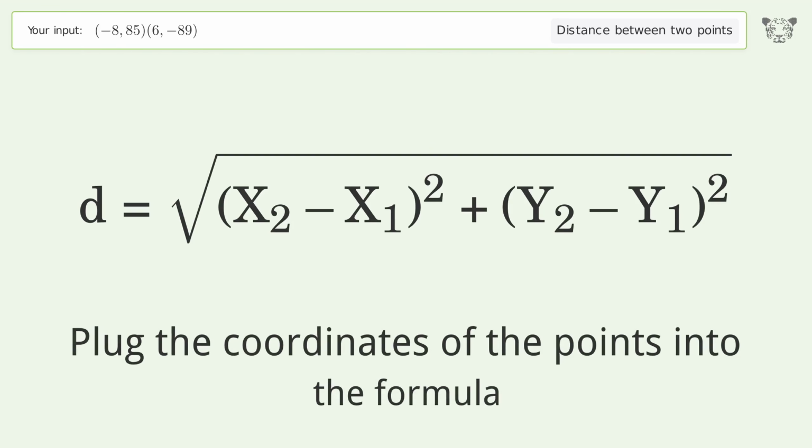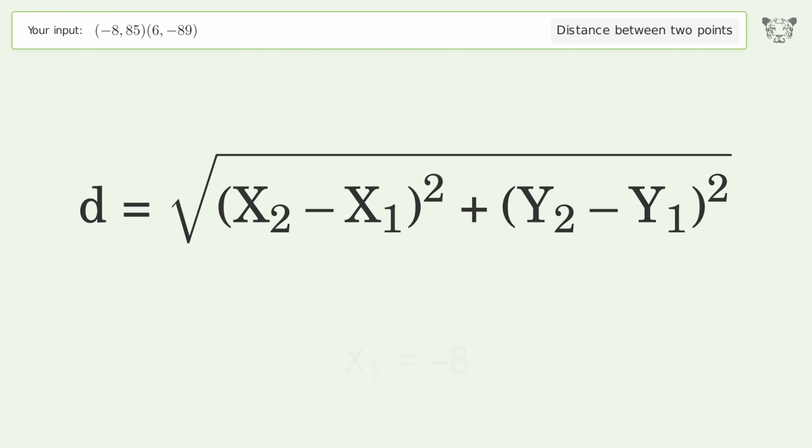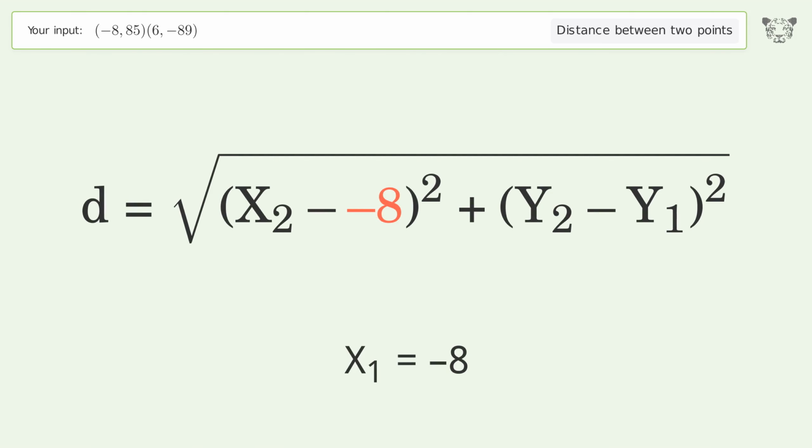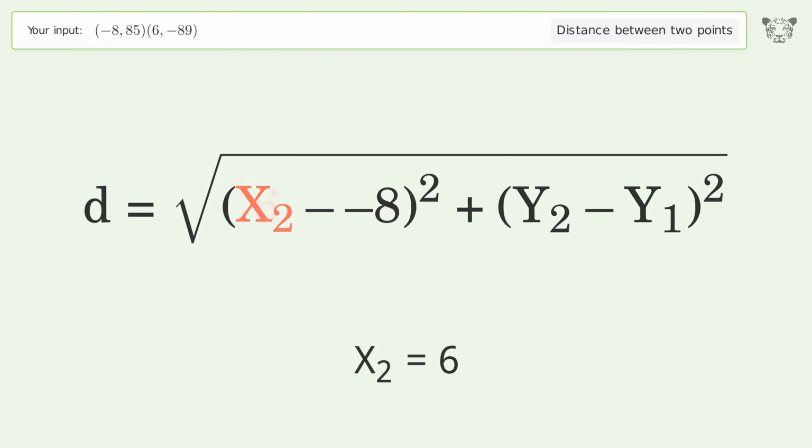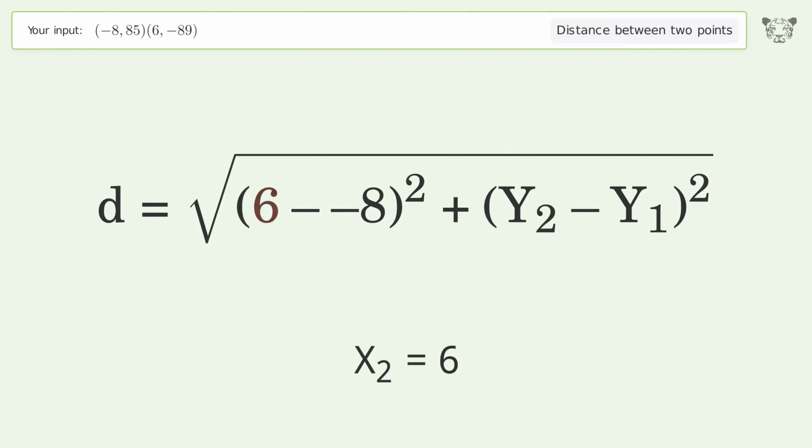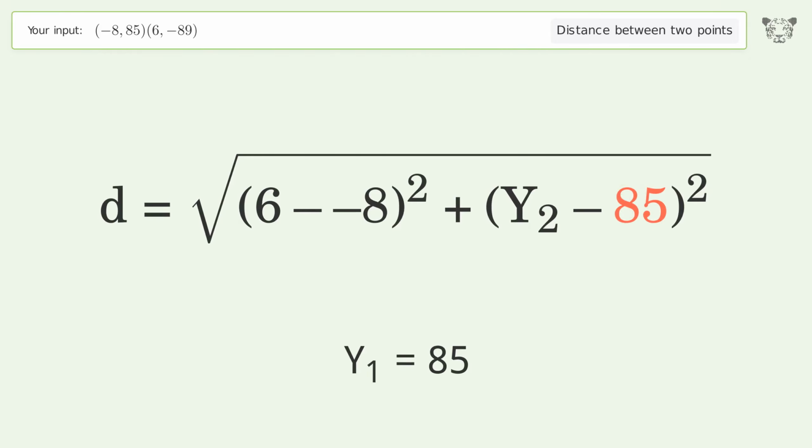Plug the coordinates of the points into the formula. x1 equals -8. x2 equals 6. y1 equals 85. y2 equals -89.